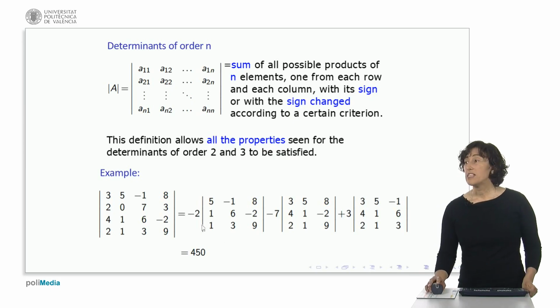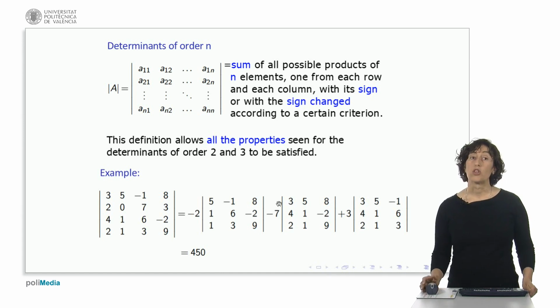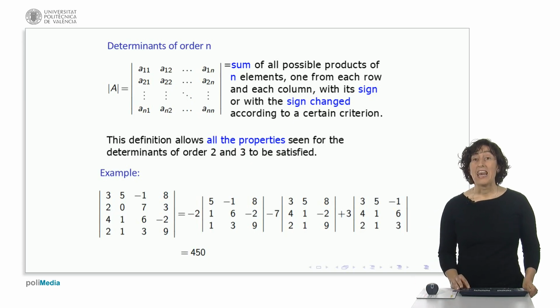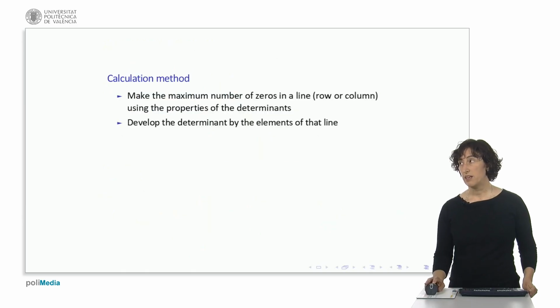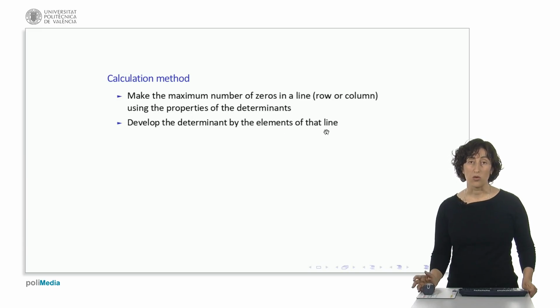As you can see, if I have zeros, it simplifies, because I have to calculate one determinant less, so the more zeros I have, the better. What we are going to do is apply the properties of determinants that we have seen, which are fulfilled for any type of determinant, to calculate determinants by trying to make the greatest number of zeros possible. That is, we are going to make zeros in a line, row or column, chosen by using those properties of the determinants. And then we will develop the determinant by the elements of that line by adjoints.